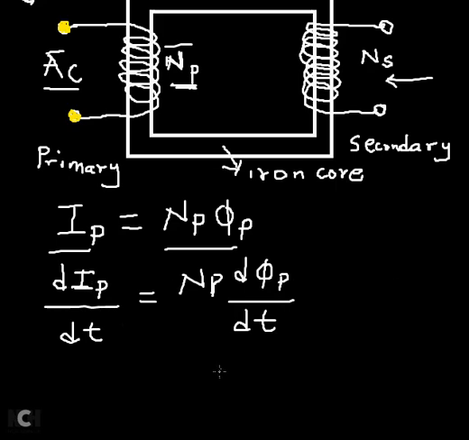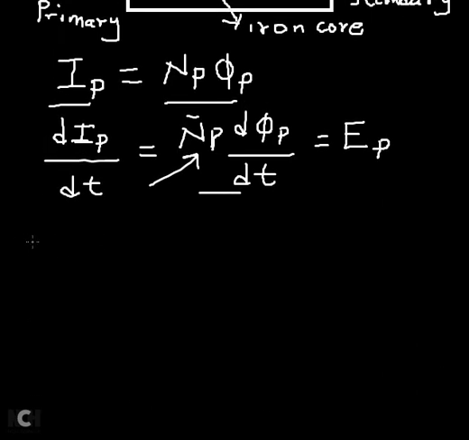And we already know from Faraday's law that the change in flux with respect to time multiplied by the number of turns is equal to the EMF. So what I have here is the change in flux with respect to time multiplied by the number of turns, which is equal to the EMF induced at the primary coil. The same thing happens if I'm dealing with the secondary coil.